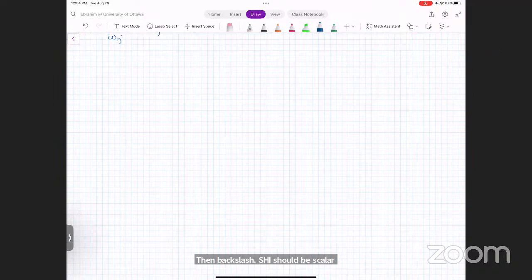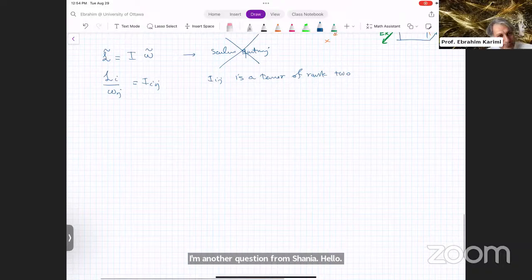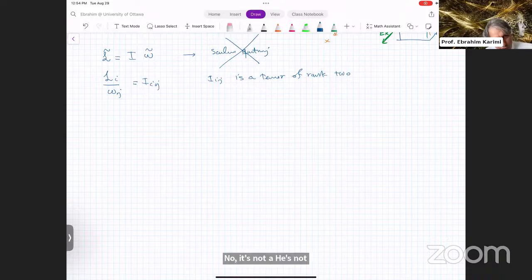Another question from Shania. L_ij is a pseudotensor? It's not L, it's I. I_ij is not a pseudotensor. It's a tensor of rank 2, because L is a pseudotensor and omega also is a pseudotensor by itself.